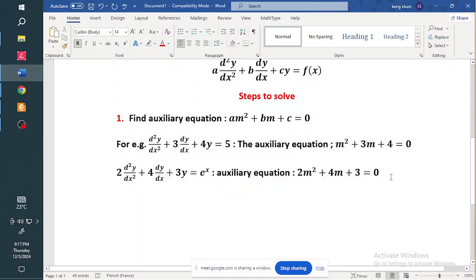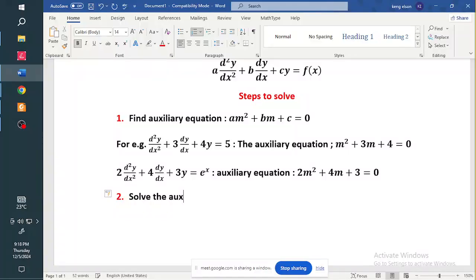Okay, so auxiliary, anyways. So that's our auxiliary equation. Now when you have the auxiliary equation, we have to solve the auxiliary equation. So the second thing is solve the auxiliary equation. Now to solve the auxiliary equation, yes.